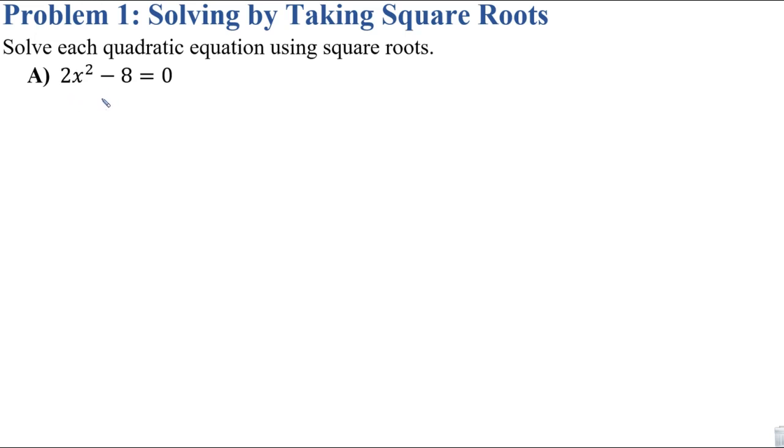When that's the case, I can just work on isolating this x squared and then taking the square root. We can do that by adding to both sides of this equation. That'll give me 2x squared is equal to 8. And then I can divide both sides of the equation by 2, which will give me x squared equals 4.